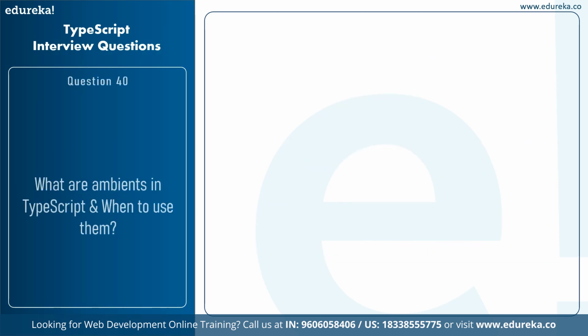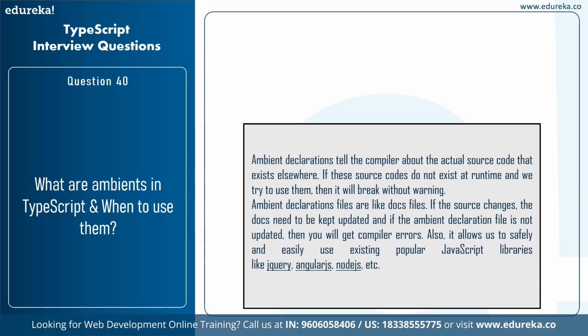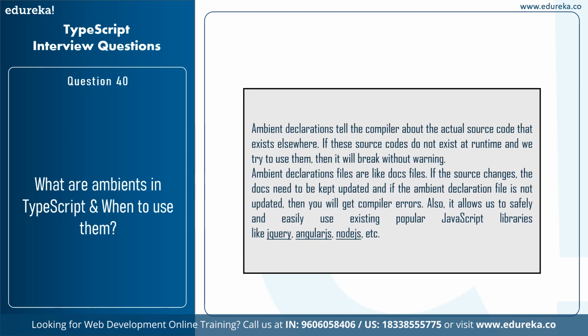Now, moving on, what are ambients and when to use them? Ambient declarations tell the compiler about actual source code that exists somewhere else. If this source code does not exist at runtime and we try to use it, then it will break without any warning. Ambient declaration files are like doc files. If the source changes, the docs need to be kept updated, and if the ambient declaration file is not updated, then you will get compiler errors. Also, it allows us to safely and easily use existing popular JavaScript libraries like jQuery, AngularJS, NodeJS, etc.